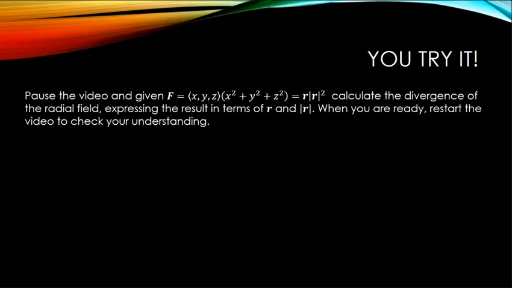Pause the video, and given the vector field specified by a vector with components x, y, and z, multiplied by the quantity x squared plus y squared plus z squared, which is equal to r times the magnitude of r squared, calculate the divergence of the radial field. Express the result in terms of r and magnitude of r. When you're ready, restart the video to check your understanding.